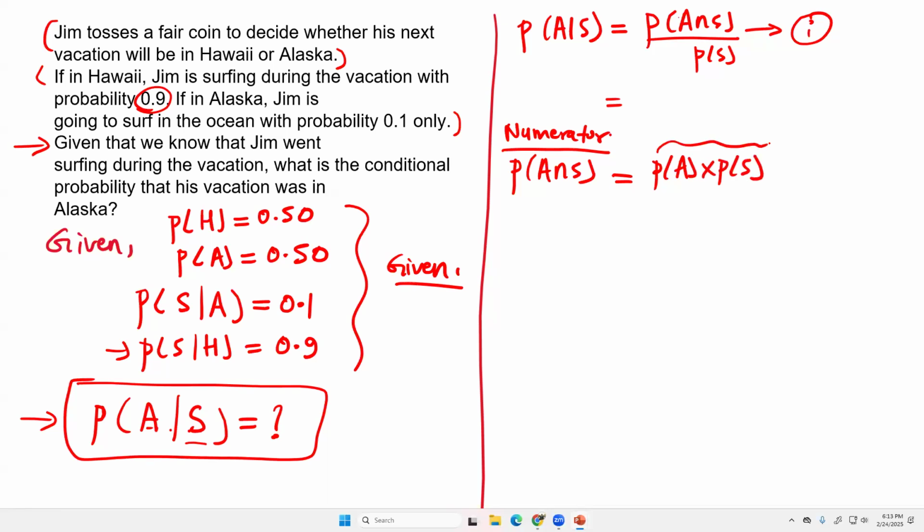But this is true only when A and S are independent. But A and S are dependent events, right? Him surfing is dependent on which city he goes to, and which city he goes to is dependent on whether he surfs or not. So this is not true, or you cannot use this for this case. What about this?